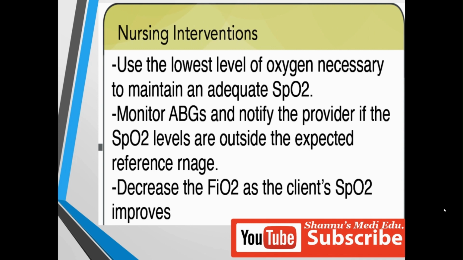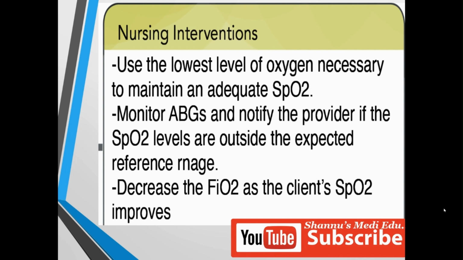When we come to know that oxygen toxicity may occur, first we need to check the ABG, so that we know the oxygen level is high and it is going to cause oxygen toxicity. So we should notify the provider. Who is the provider? The doctor. We should inform the doctor that the oxygen levels are higher than the expected reference range. The doctor may suggest decreasing the oxygen level so that the client's SpO2 is maintained.